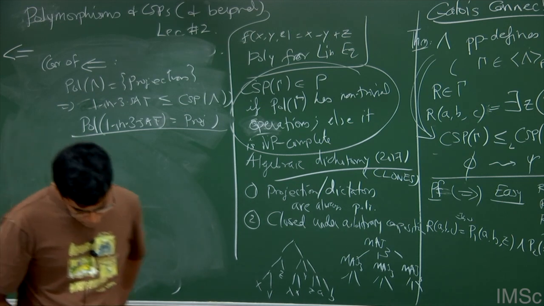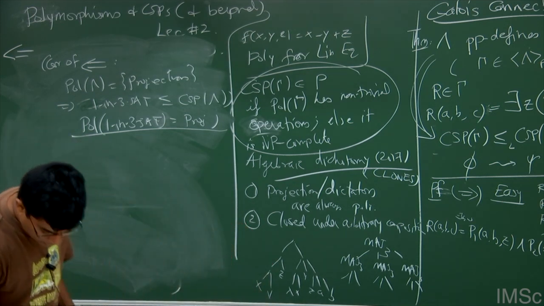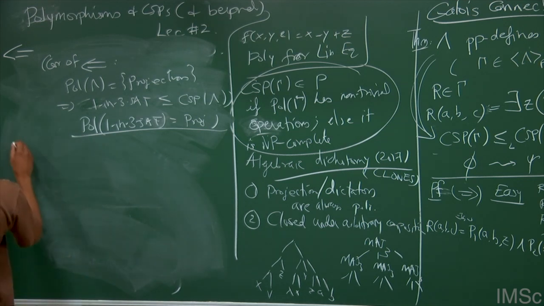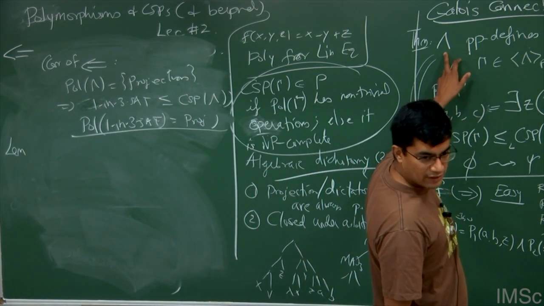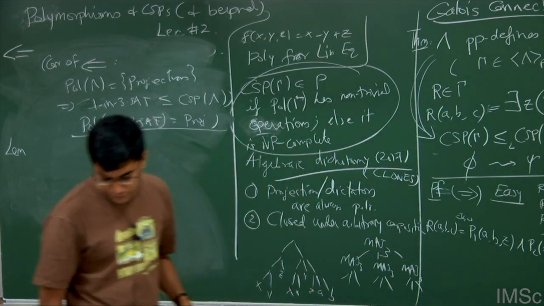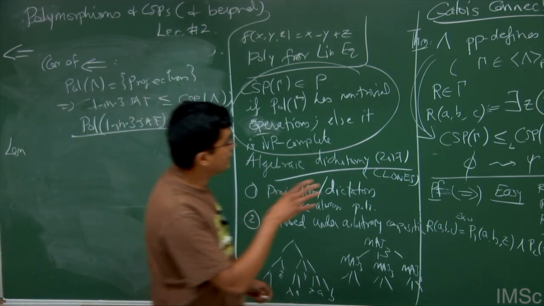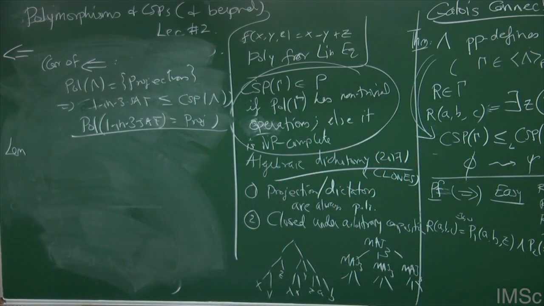Okay, so now here is a little lemma we'll prove. I want to PP-define gamma in terms of lambda. I will do it using an intermediate thing. I'll use an intermediate CSP which corresponds to polymorphisms, and use it to then define gamma.